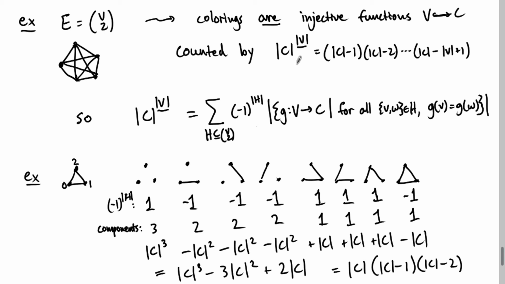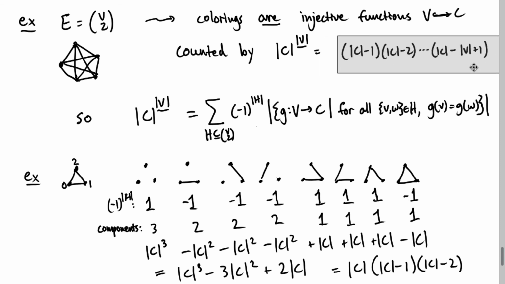So that is counted by the falling factorial function, which, remember, in this case, slight mistake. I meant to start off with C right here. Okay, so it's the cardinality of C minus 0 times the cardinality of C minus 1, all the way down to the cardinality of C minus V plus 1. And what's the interpretation? You color the first vertex, then you can color the second vertex with any of the remaining colors, then the third with any of the remaining colors, and so on.